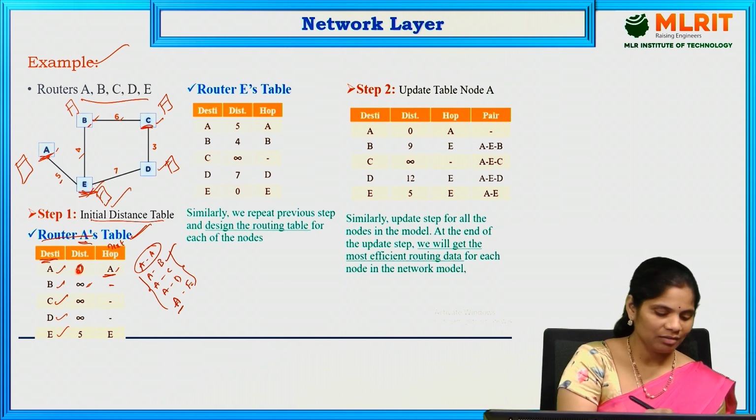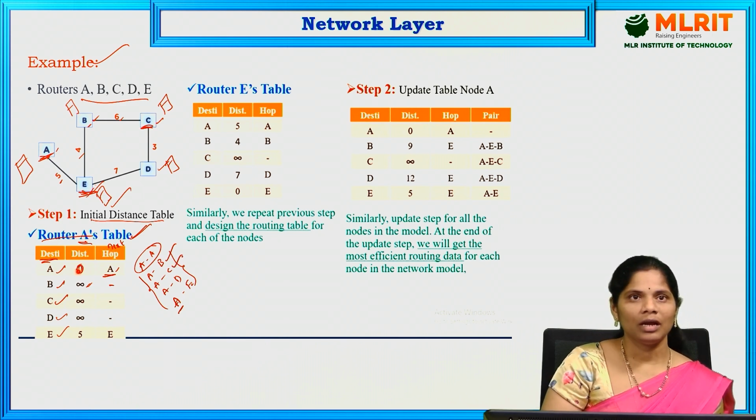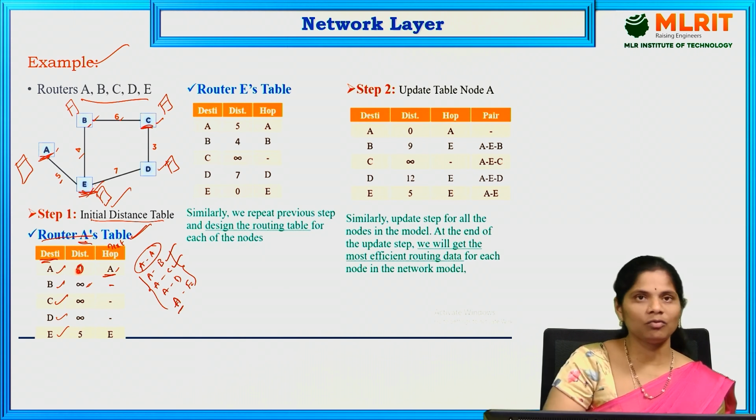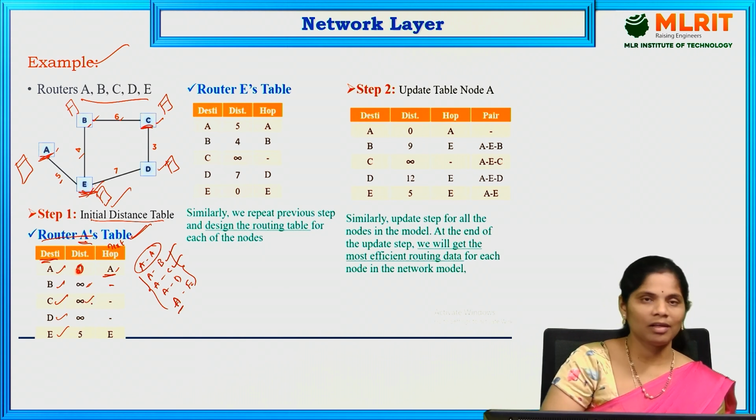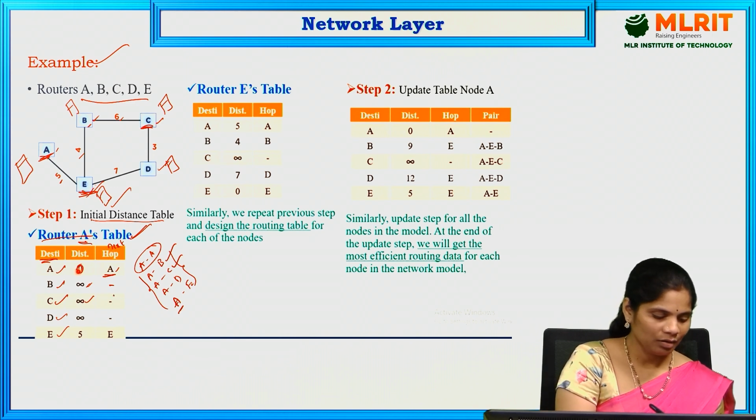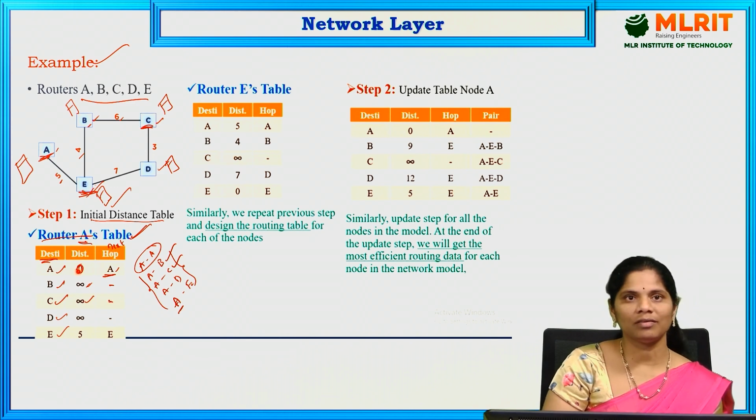And the next condition, A to C, we are going to find. For A to C also, there is no direct communication. There is no direct link. So we have to write this distance also as infinity. And the next hop is also not there, so it is empty.